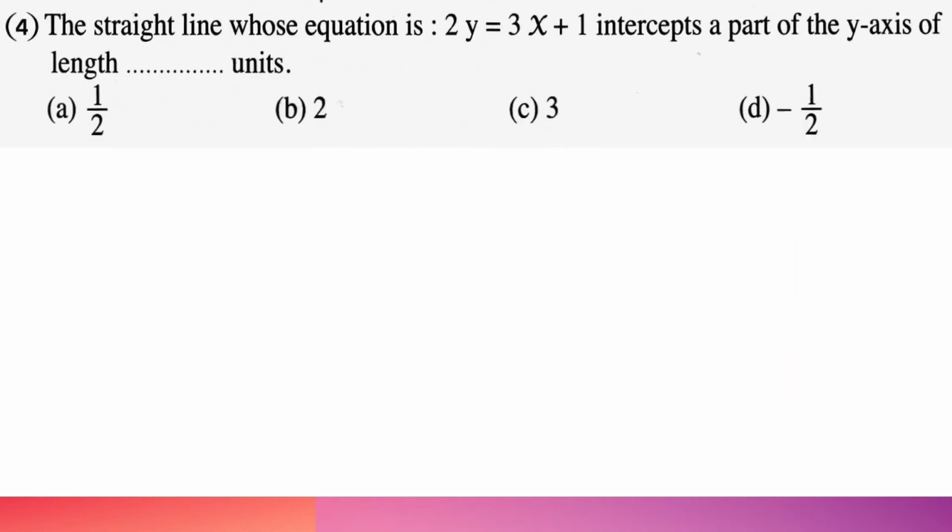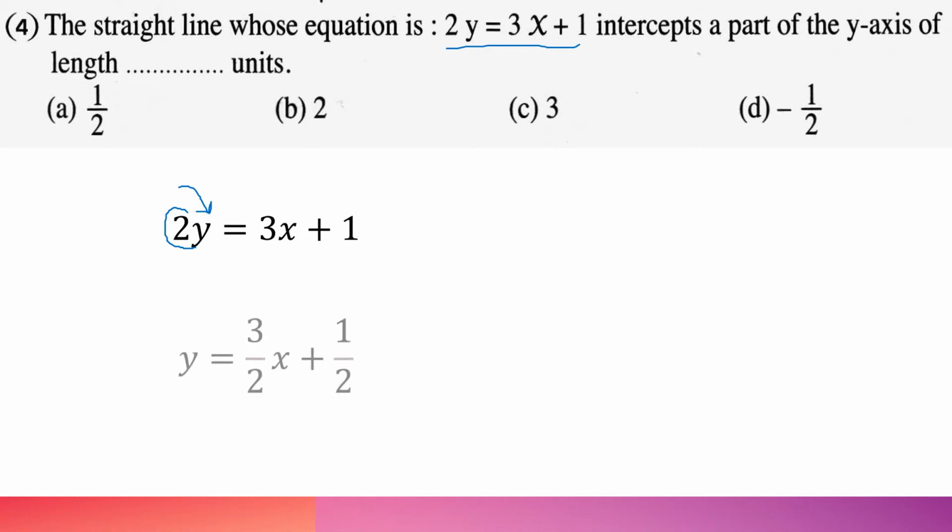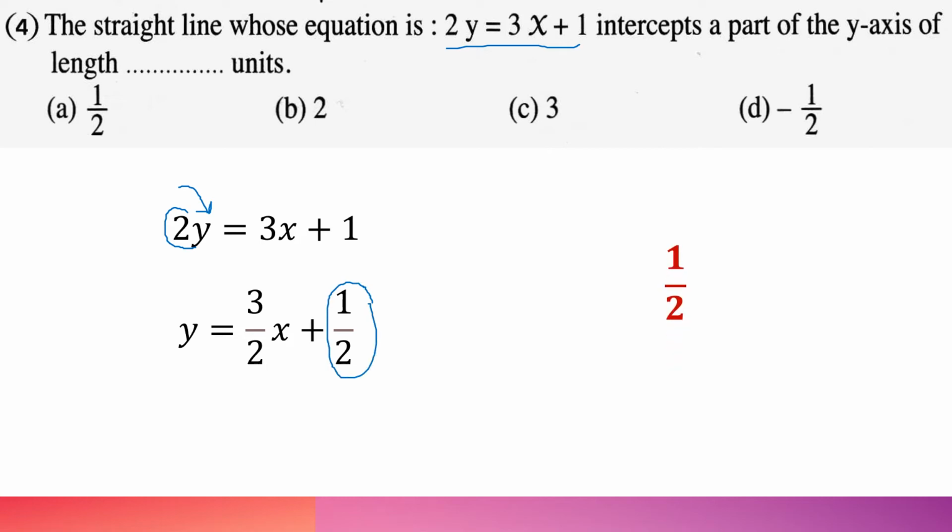Question 4. The straight line whose equation is 2y equals 3x plus 1 intercepts a part of the y-axis of length what? Let's see. Here is the equation. The most important thing is that I need y to have no coefficient beside it. We will divide all the equation by 2. Then y will equal 3 over 2x plus 1 over 2. We need the length of the intercepted part, which is this part. So it is 1 over 2.